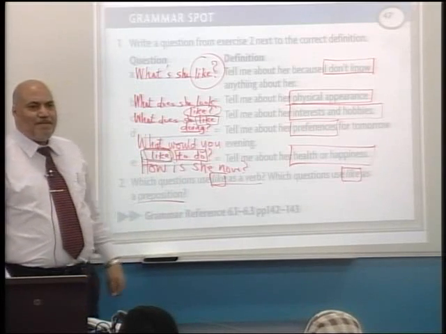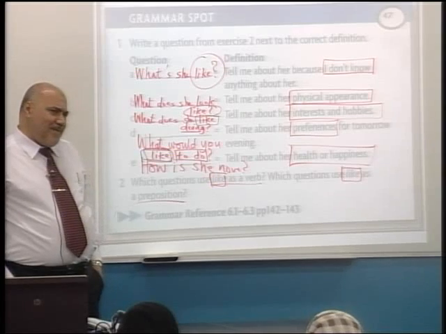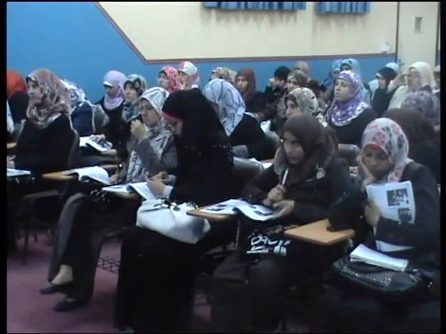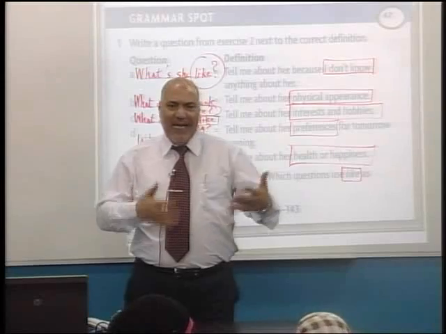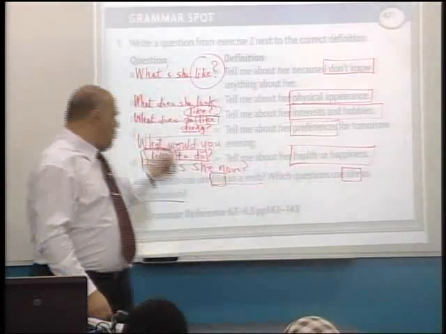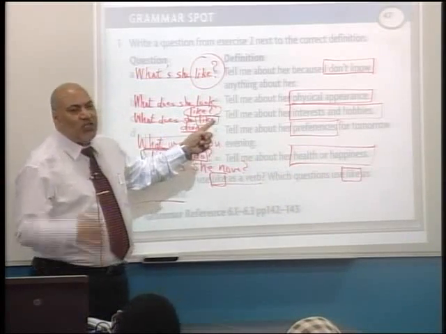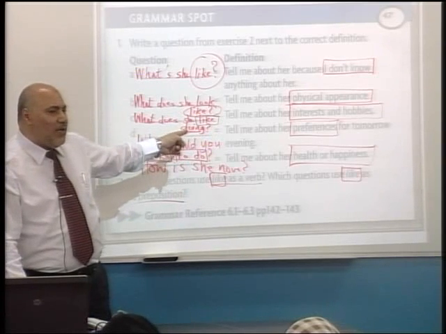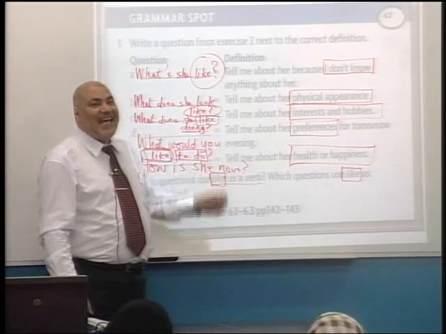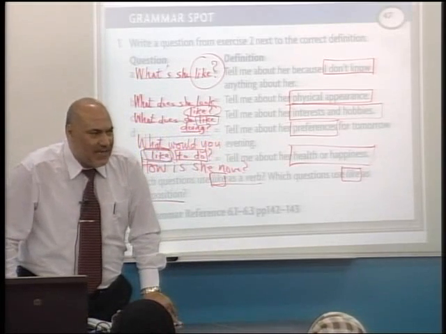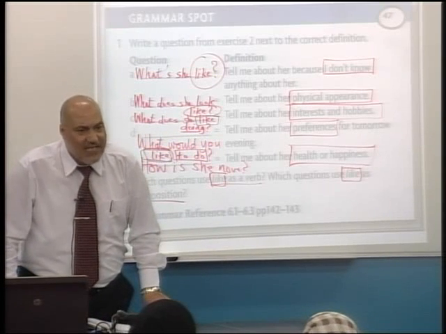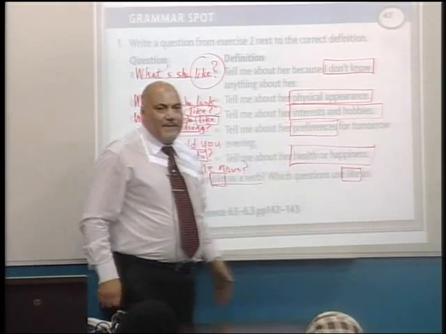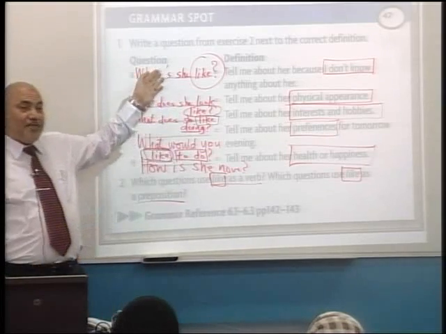Number C. What does she like doing? Tell me about her interest. So when I want to ask about your activity, your interest, your hobby, I like so and so, I dislike so and so, I'm asking you, what do you like doing? What do you like doing in the morning? What do you like doing on weekends? About her, what does she like doing? She likes sitting. She likes walking. She likes reading. So this is her interest or her hobby. You understand? So this exercise is important.